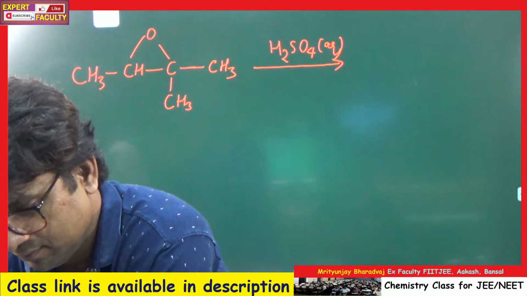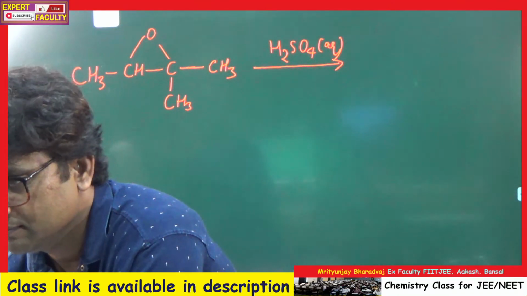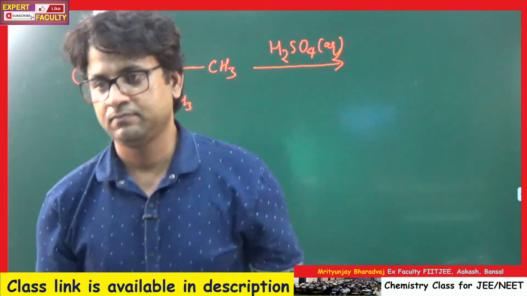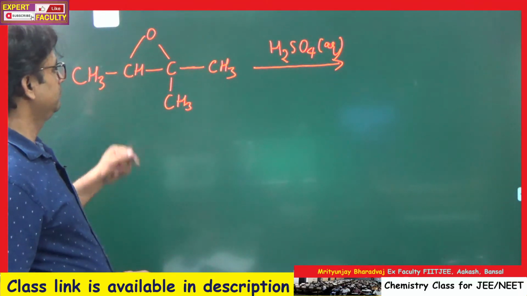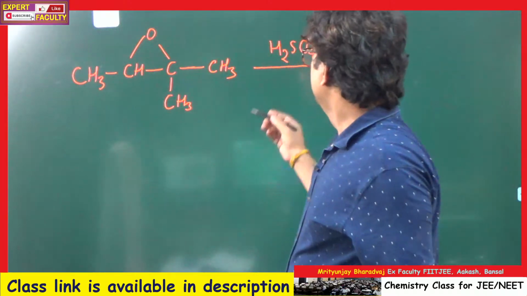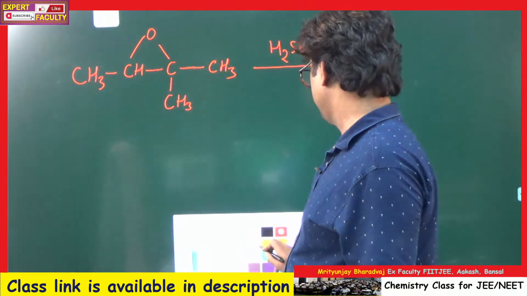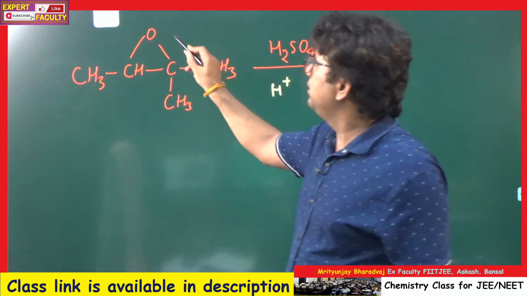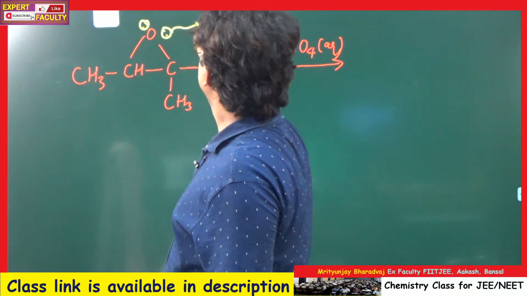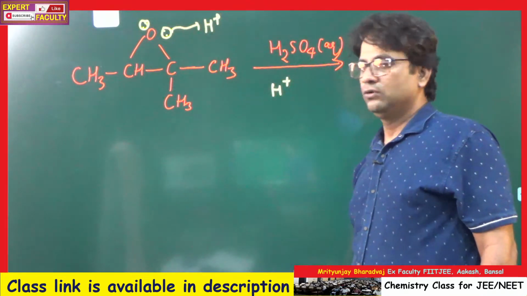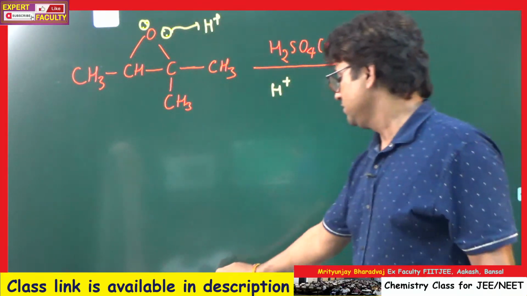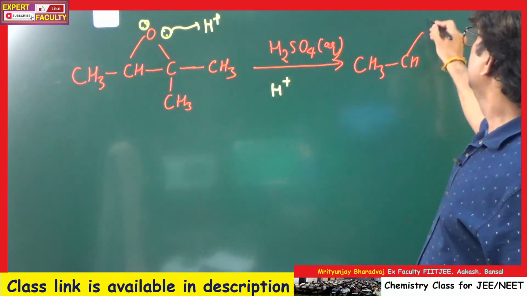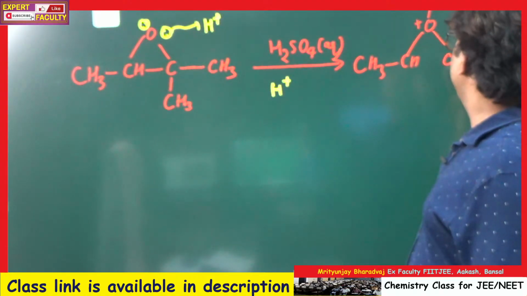So CH3 CHOH CH3 with H2SO4. What is your approach? H2SO4 will provide H plus, and that H plus will protonate oxygen. So if this oxygen is protonated, it will be CH3 CH OH2 plus CH3. Now it converts into a good leaving group.